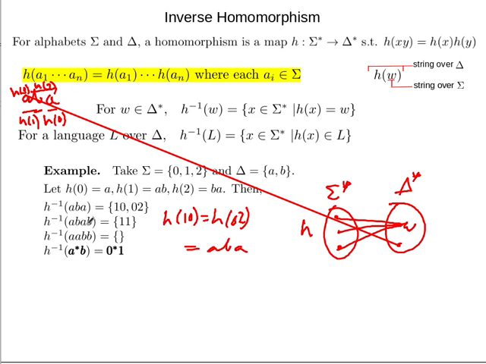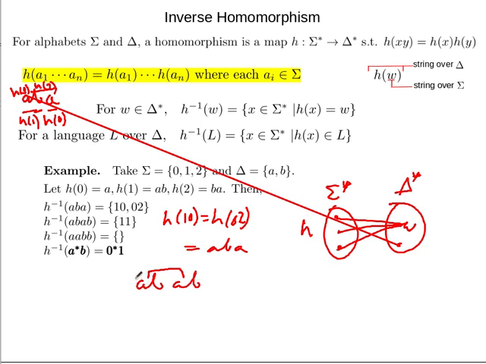On the other hand, if you have, say, ab, so you cannot match this ba with H of 2, because you see then you have to match this a with something and b with something.